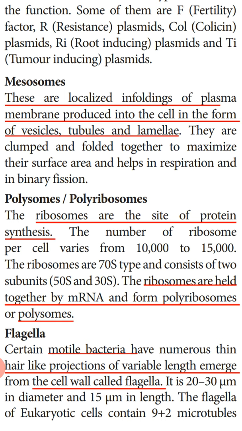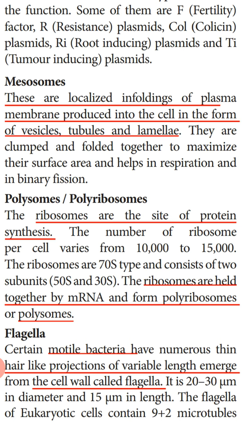The major function of the mesosome is to increase the surface area and help in respiration and in binary fission. Mesosomes help in respiration because the enzymes required for respiration are present in this plasma membrane. So they help in respiration as well as in binary fission. Next is polysomes or polyribosomes. Ribosomes are the site of protein synthesis. The number of ribosomes varies from 10,000 to 15,000.